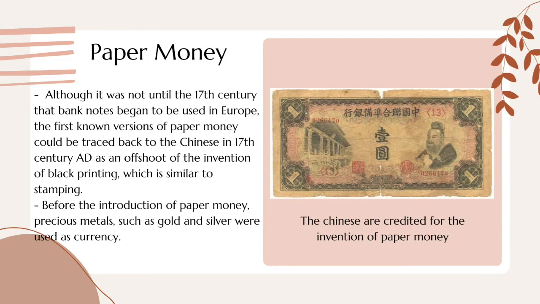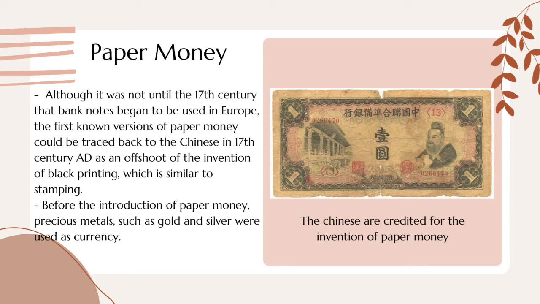Paper money. Although it was not until the 17th century that banknotes began to be used in Europe, the first known versions of paper money could be traced back to the Chinese in the 7th century AD as an offshoot of the invention of block printing, which is similar to stamping.